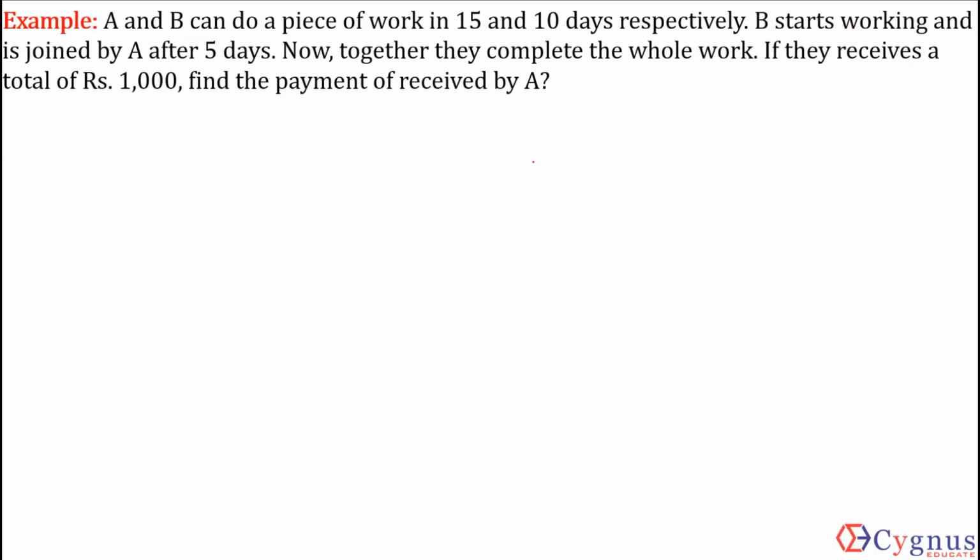A and B can do a piece of work in 15 and 10 days respectively. B starts working and is joined by A after 5 days. Now together they complete the whole work. If they receive a total of 1000, find the payment received by A. Now what's given here? A and B can do a piece of work in 15 and 10 days. Let's solve this question using the second method. What is the LCM of 15 and 10? That is equal to 30 units.